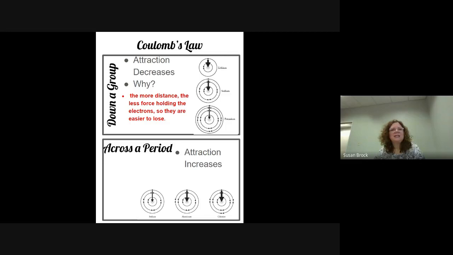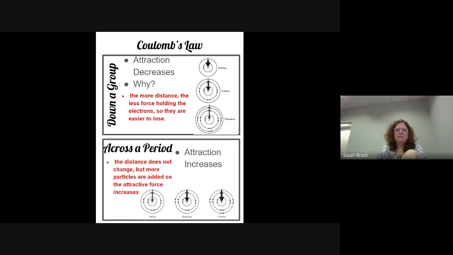The second part of Coulomb's law is the amount of positive and negative charge. The more charges we have, the more attraction. This makes sense. If you have little bitty magnets, you don't have that many charges, so it's easier to pull them apart. But if we have really big magnets, there'd be a lot of charges, and it'd be a lot harder to pull them apart. More charges, more attraction. Those are the two things of Coulomb's law, and they explain most of our trends in the periodic table. So that's why we study them now.